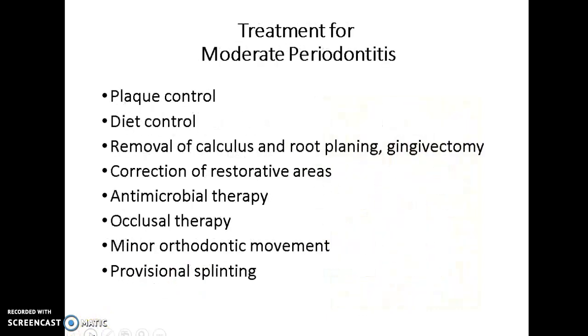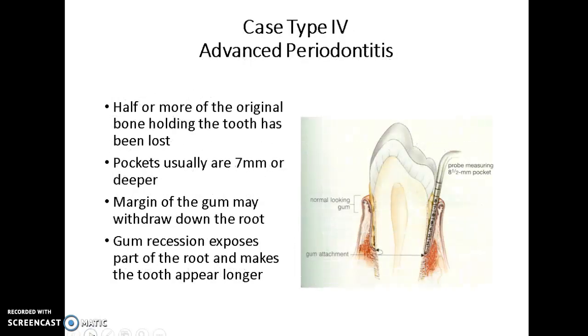To treat moderate periodontitis, again, plaque control, diet control, many of these are the same, just in a more aggressive format. So we're correcting the restorative areas, once we remove calculus, do some root planing and gingivectomy. Again, antimicrobial therapies, occlusal therapies to remove any interferences that may happen, minor orthodontic movement once again, and splinting of the teeth to keep them from moving too dramatically.